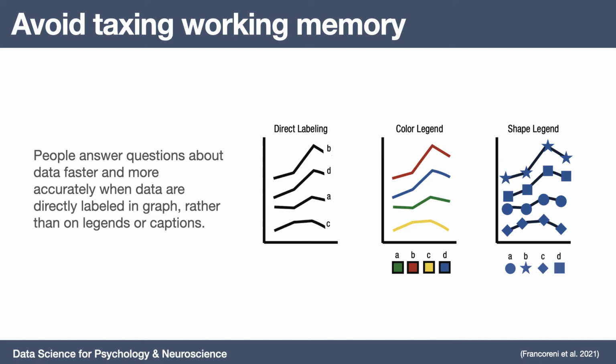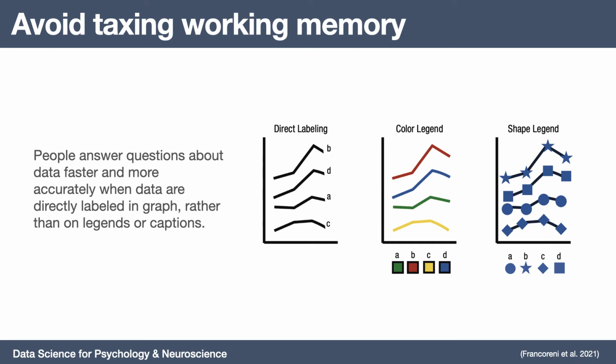And these are three different ways of showing that using the same data. So each one of these plots is plotting the same data. In the plot on the left, you see that we just directly labeled which is group A, which is group B, which is group C, and which is group D. You see it all in the same fixation.